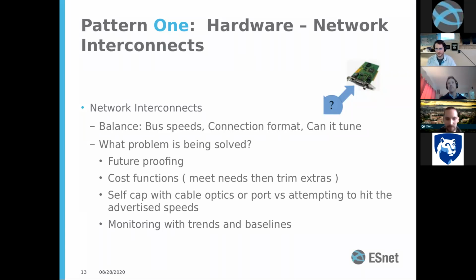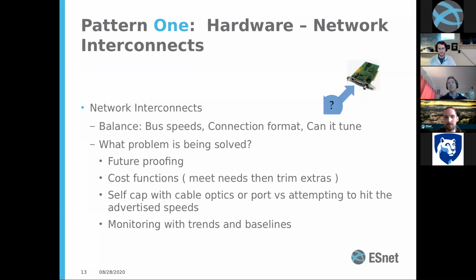What problem are you solving? So do you truly need a terabit DTN? What will that do to your neighbors? Do you need just 40 gig? Do you just need 10 gig? Based on data, maybe a gigabit is plenty. Are you going cross campus, cross rack? Are you going cross continent, cross globe? Think about the problem you're trying to solve and how that network interconnect plays into it.